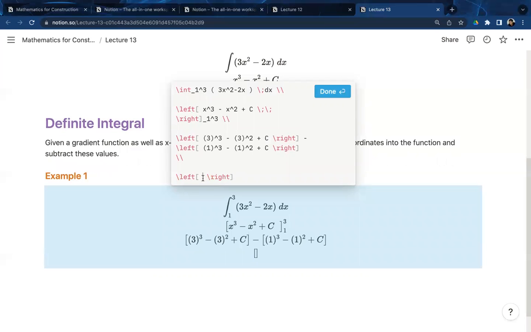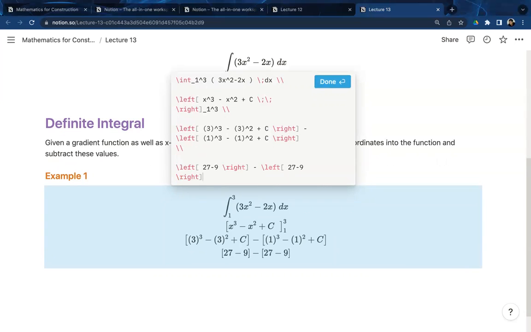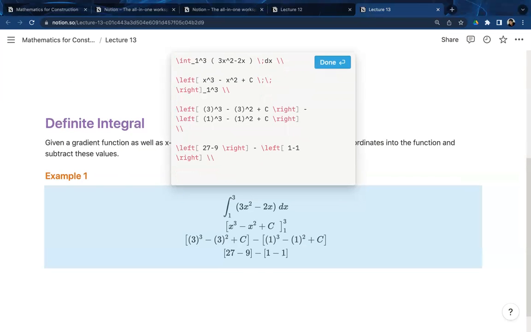I'll have 27 minus 9 in one bracket, and I'll have 1 minus 1 in another bracket. 27 minus 9 is what? 18. 1 minus 1 is 0. So this is just 18, right?